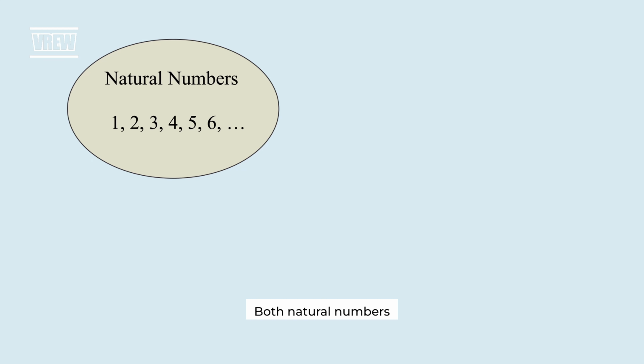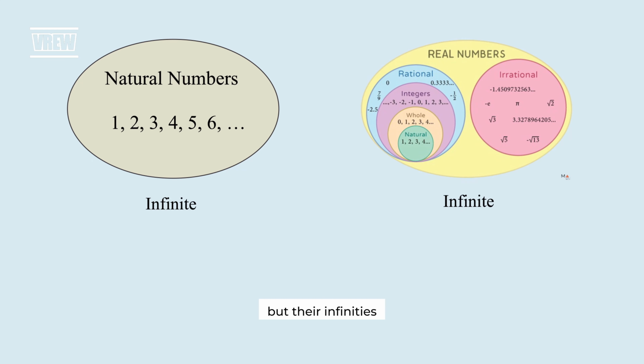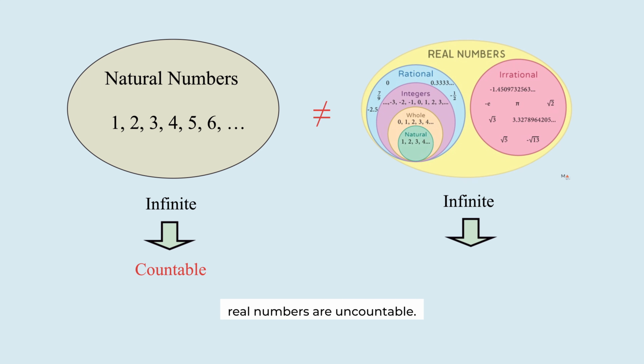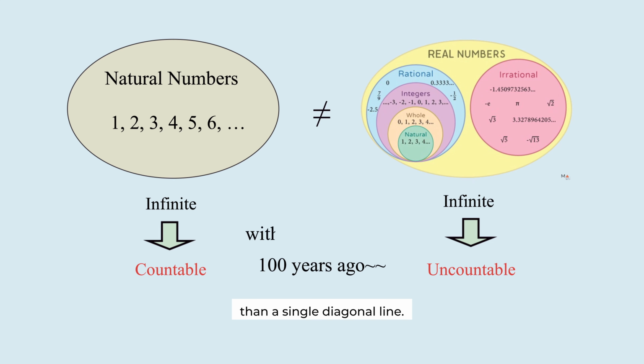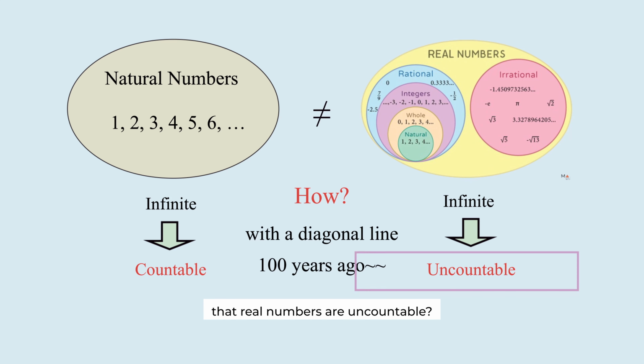Both natural numbers and real numbers are infinite, but their infinities are not the same. While natural numbers are countable, real numbers are uncountable. Mathematics proved this fact more than 100 years ago, with nothing more than a single diagonal line. So how can one diagonal prove that real numbers are uncountable?